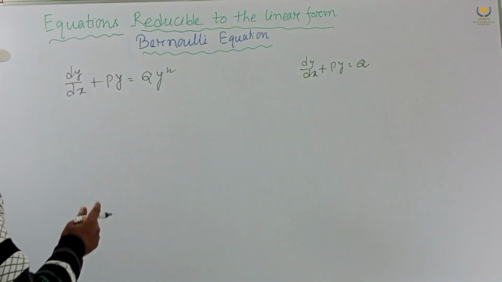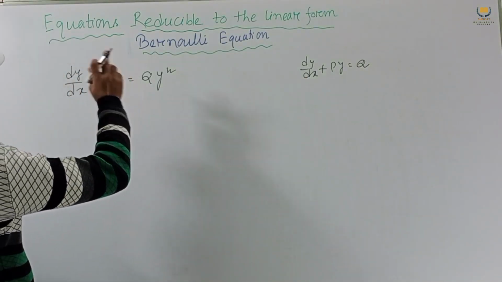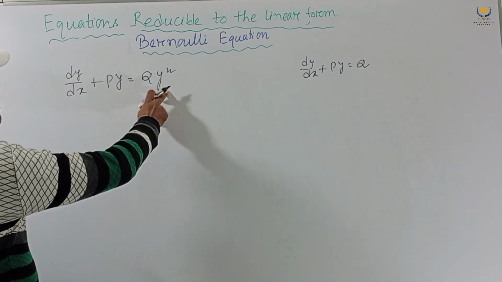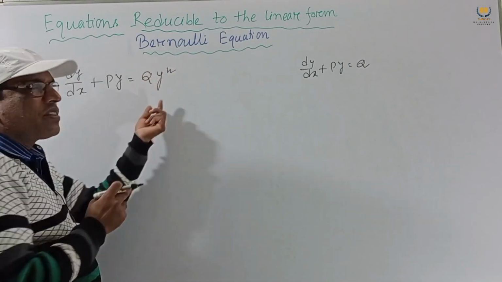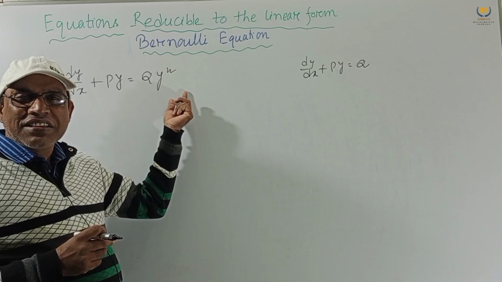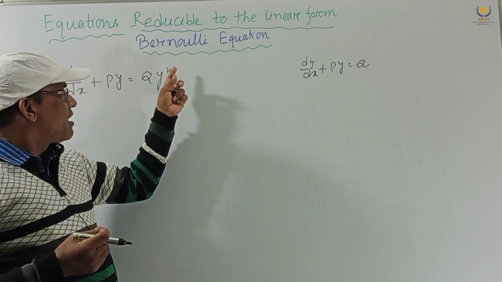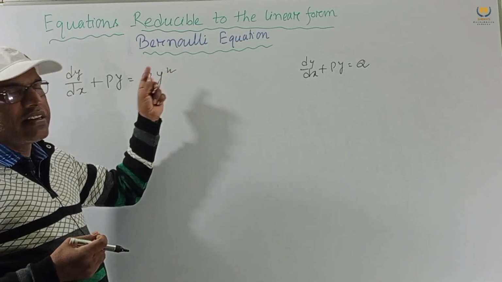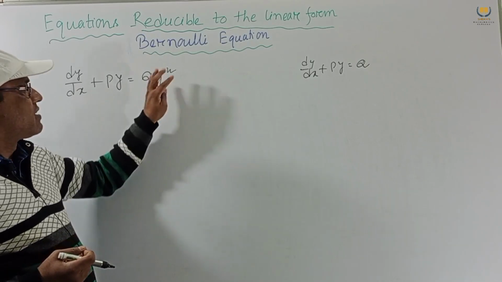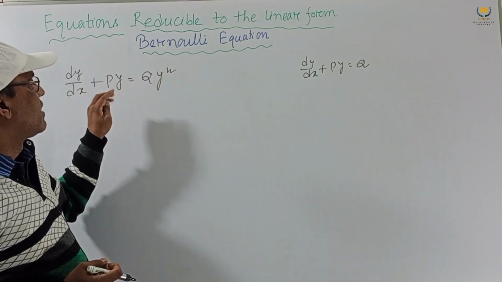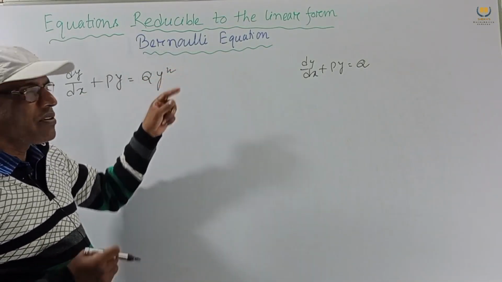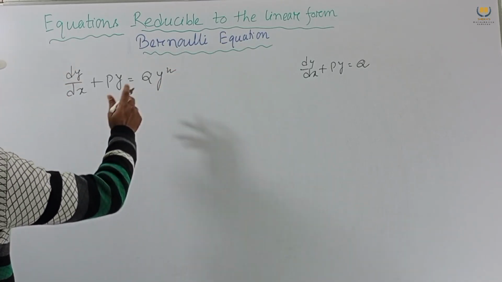So how to convert this? Here P and Q are constants or functions of x only. This is our main culprit. For this we get the equation called Bernoulli's. If this is removed, then this will be linear. Suppose this one is absent, we get linear. So this is our main culprit. We divide both sides by y to the power n.